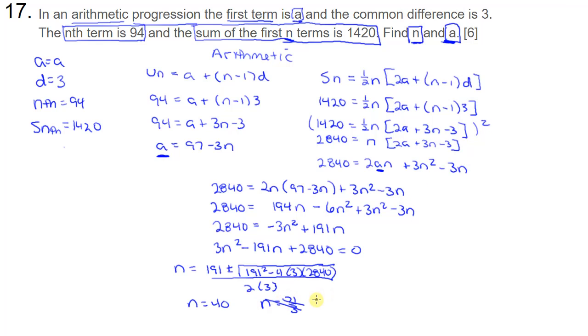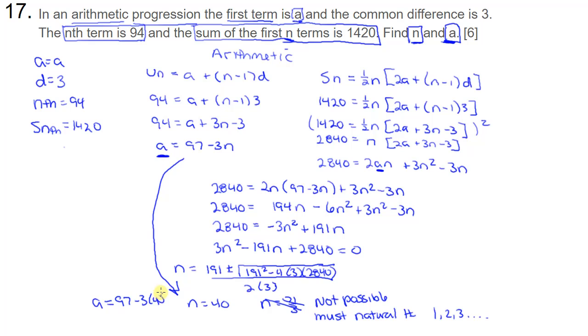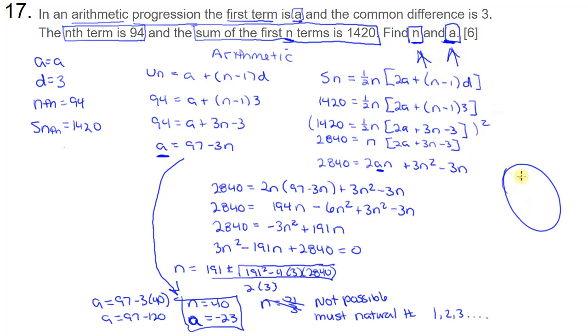Now the thing is, I can rule out 71 over 3 because remember, this is the number of a term in a sequence. So it's got to be a natural number, like 1, 2, 3, 4, 5, 6. It can't be a fractional number. So that means my n has to be 40. I go back to the first equation and plug in my 40, and I find out that a is equal to negative 23. And that's the answer to this. n equals 40, a equals negative 23.